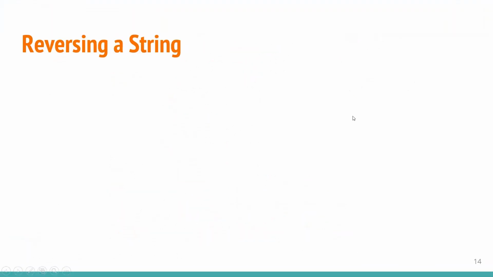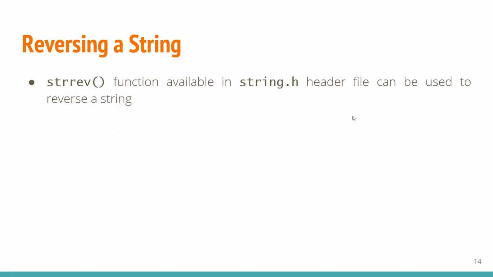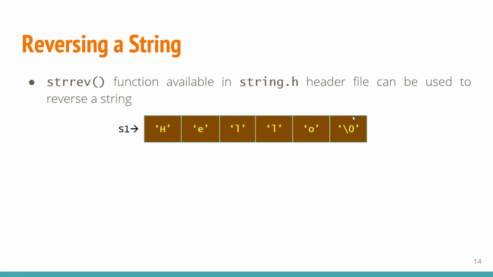Not the exact. We will now see the last operation that can be performed on a string, which is reversing a string. There is one built-in function in the string.h header file called strrev function available, which can be used to reverse a string. What do you mean by reversing a string? As the name itself implies, let's assume that the string is s1 and the content of the string is hello. Reversing a string means I'll start from the letter O because we should not copy the \0, because if we were to copy the \0 as the first character, then that's the end of the string itself.